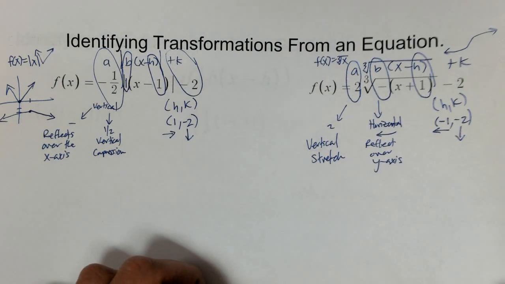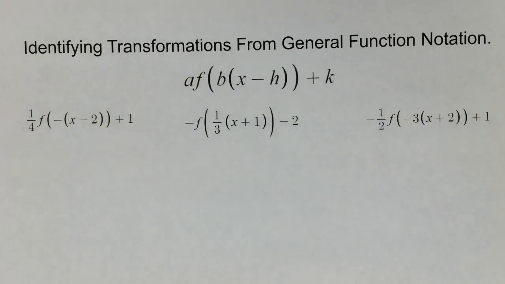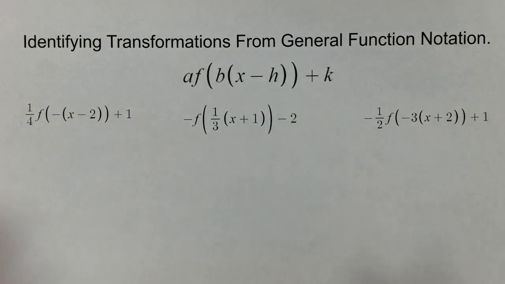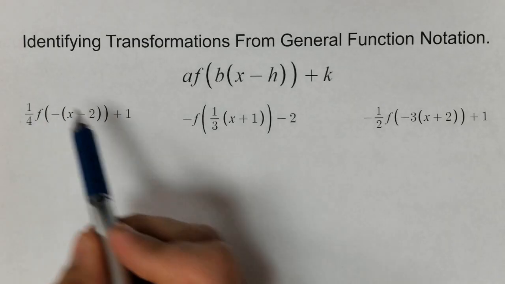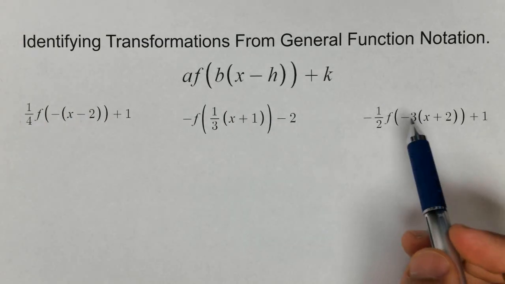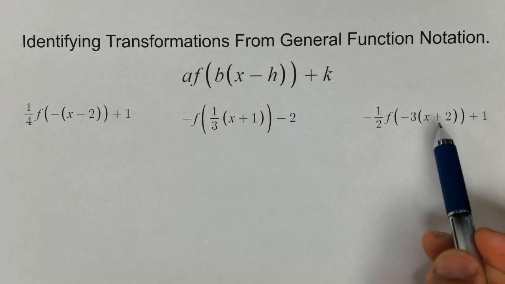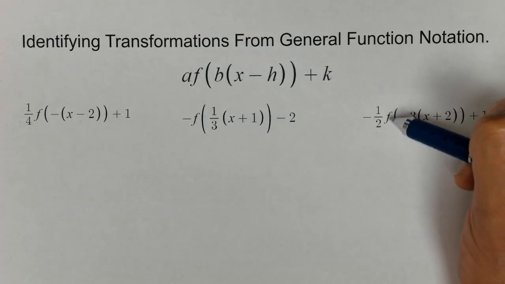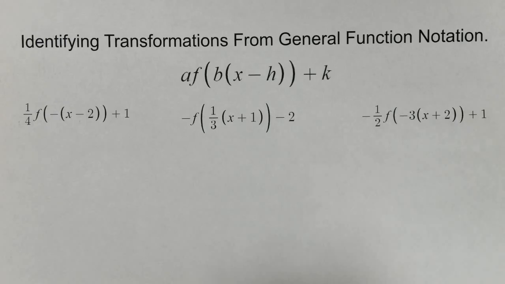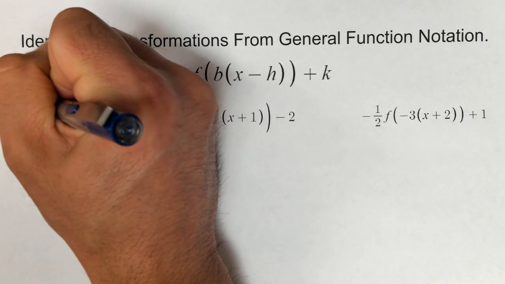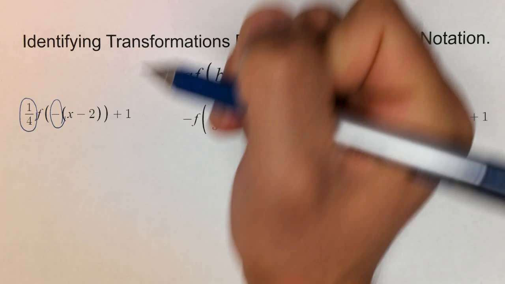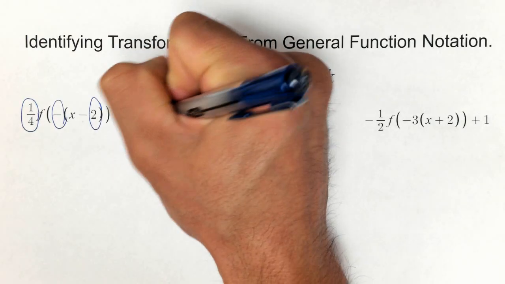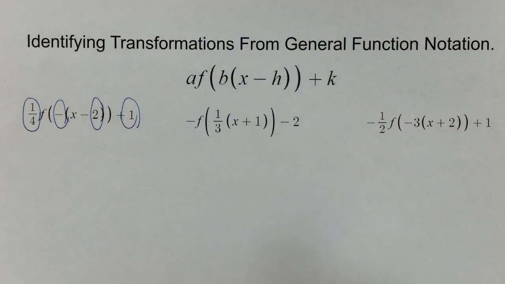Now, gradually, what we want to be able to ultimately do is use the general function notation. Notice how here, I don't have a square root anymore. I don't have an x squared. I don't have a cubic or a cube root. I have a general function f. So if I have a general function, what does this 1/4 do? What does this negative do? What does this value and this value do to any specific function?